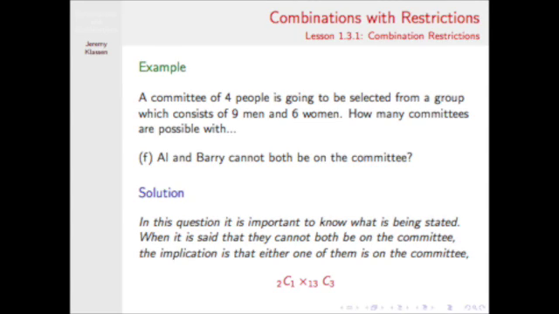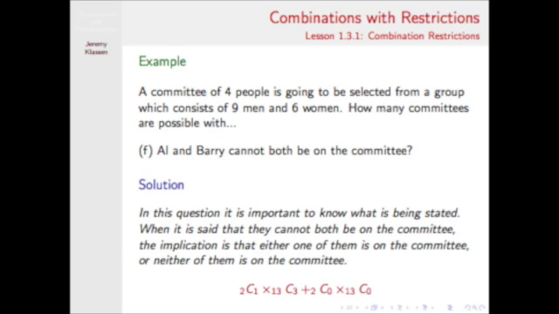or neither of them is on the committee, in which case we would write that as 2 choose 0 times, and I'm sorry, once again, that should be 13 choose 4 to be choosing the whole committee, for a total of 1,287 different committees. Again, remember that's 2 choose 1 times 13 choose 3 plus 2 choose 0 times 13 choose 4.